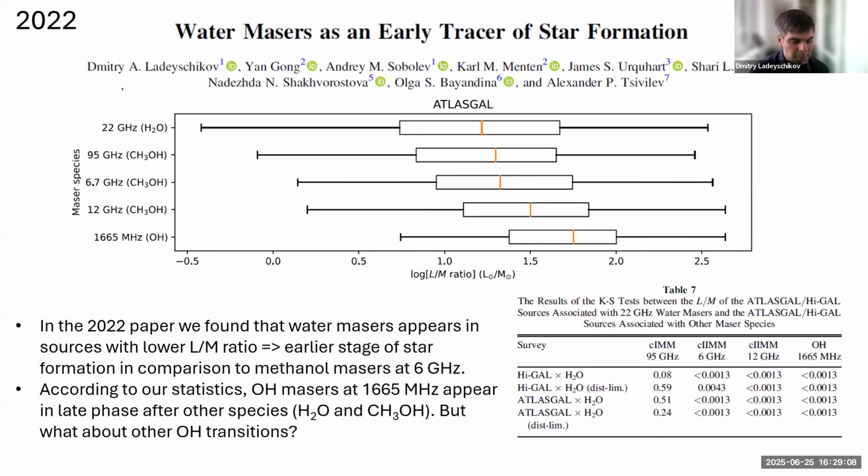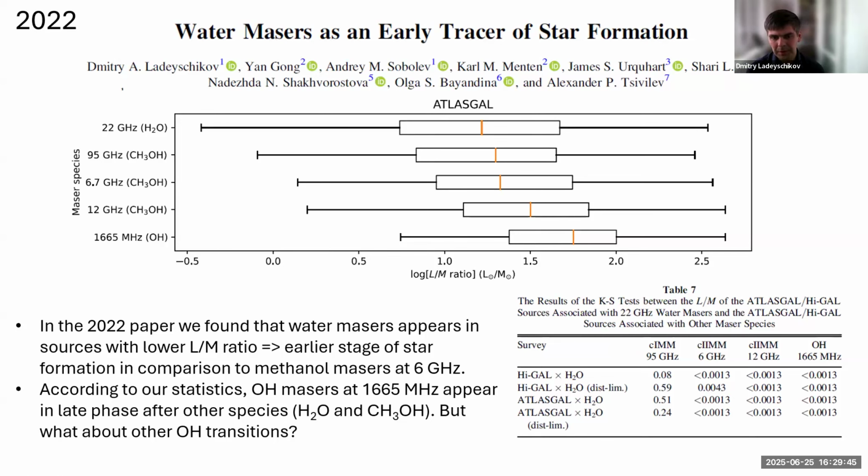In a 2022 paper, we did such an analysis, and we analyzed the luminosity to mass ratio of ATLASGAL sources and looked at which maser species are associated with which values of luminosity to mass ratio. And that's what we get. This is our previous result. We have found that some masers appear at a very early stage of star formation, and OH masers appear at a very late stage. This is in accordance with the theory.